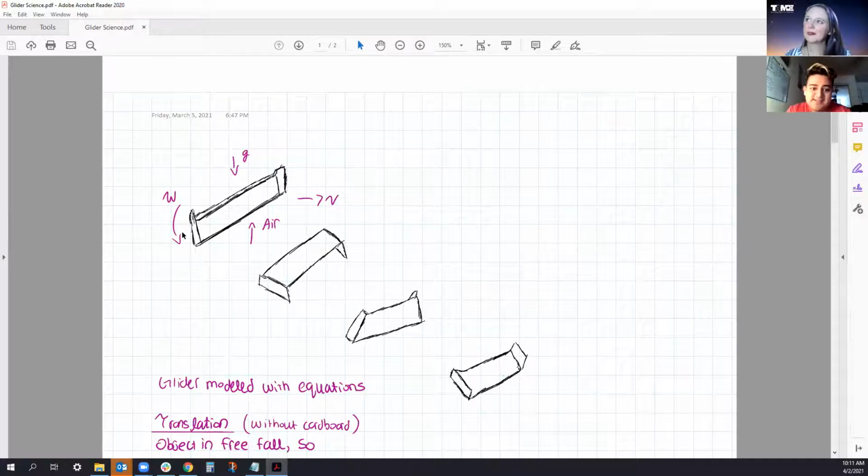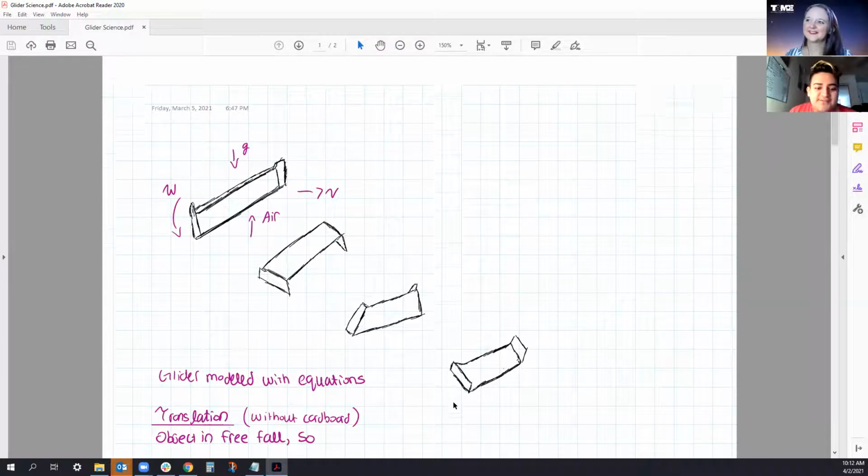V right there is the translation velocity, the direction in which the glider moves as a whole. And G acting down is gravity, which is 9.8 meters per second squared. And towards the bottom, you can see that I have it rotating and also moving in the direction of V, as described by the first diagram.